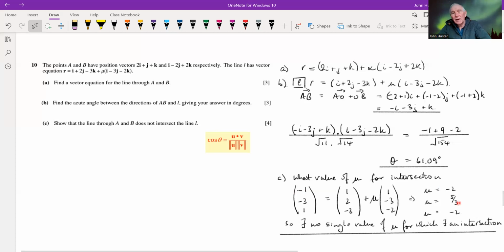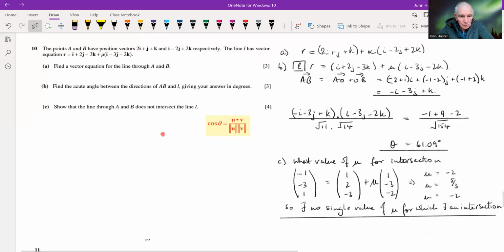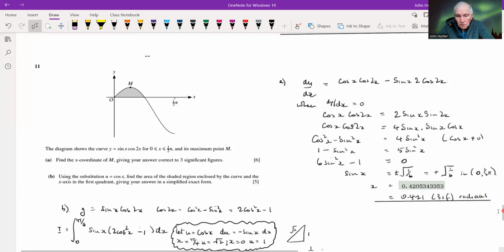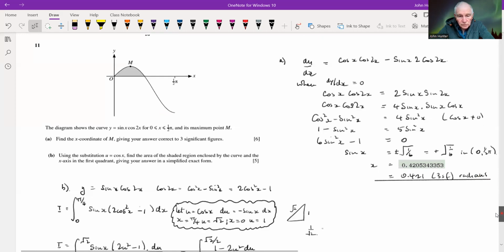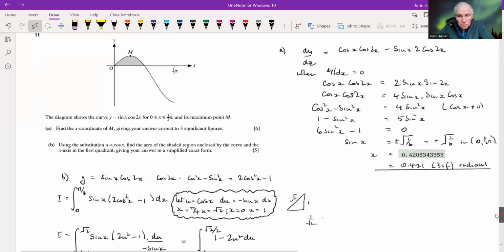Now, if we can't find a single value of mu, then this cannot be true as an equation, and this will only be true if these two lines intersect. So the fact that we can't find a single value of mu means there is no intersection. That's that. Okay, so I hope that's helped. And let's have a look at this. This is the final question.